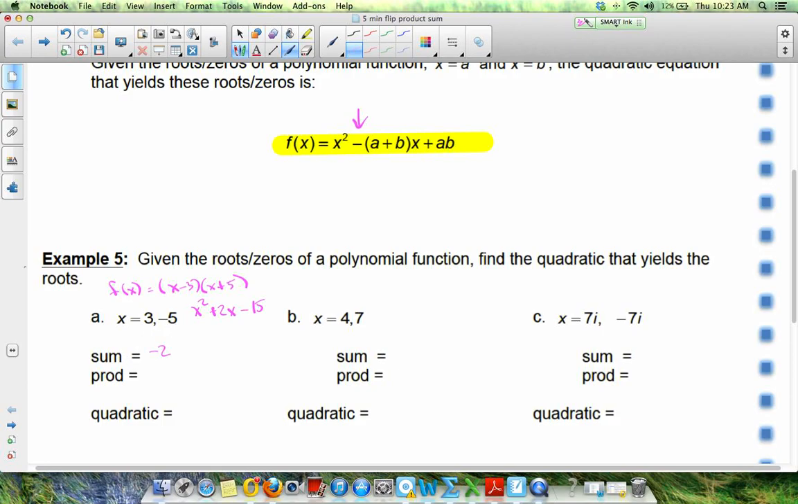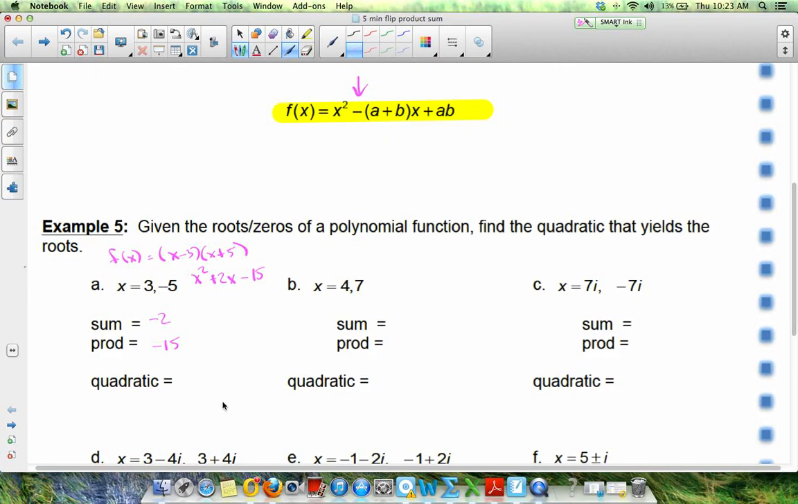My sum is negative 2. My product is negative 15. And if I look at the pattern up above, I simply follow that pattern, and I'd have my function is going to be equal to x squared minus negative 2. So that's going to become plus 2x minus 15.